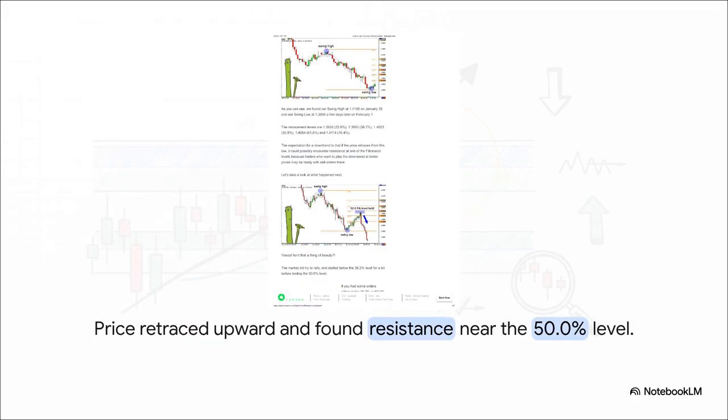And again, let's see what happened. The price bounced off that low, it retraced upward, and it stalled out right around that 50% level we just talked about. That level became a ceiling. Sellers jumped in, stopped the rally in its tracks, and pushed the price right back down. For anyone trading that downtrend, that was a huge signal, a key area to think about placing sell orders.